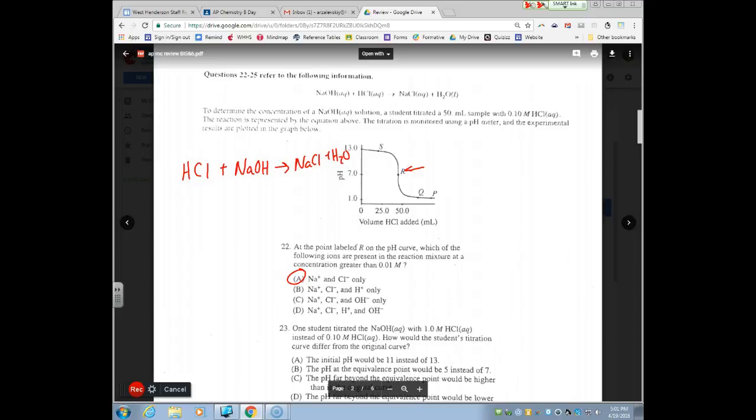And if we have 10 millimoles of this, and we have 10 millimoles of this, and we have none of this at the beginning, at the equivalence point these would be equal, so we're going to be losing those but creating more of the salt. So what we would have at the equivalence point is just the salt in solution.